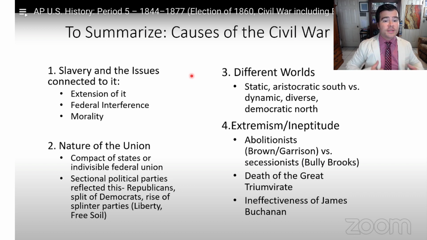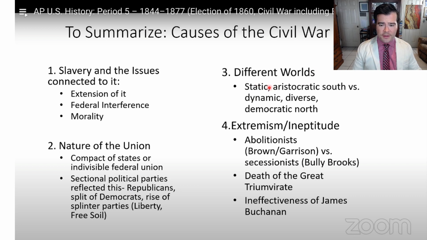Let's go over this. To summarize, causes of the Civil War. Okay, so these are the causes. Slavery, right? Huge cause, probably the number one cause. Extending slavery, the federal-state balance of power, and just a moral issue. Just the question of the Constitution of the Union, right? Do states have ultimate authority, or does the federal government have ultimate authority? Just a lot of tension between the Democrats, the Republicans, the Free Soil Party.